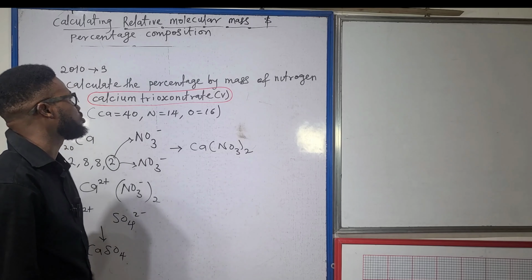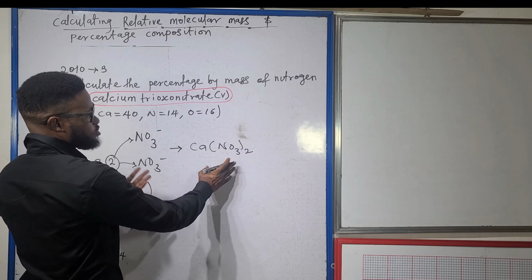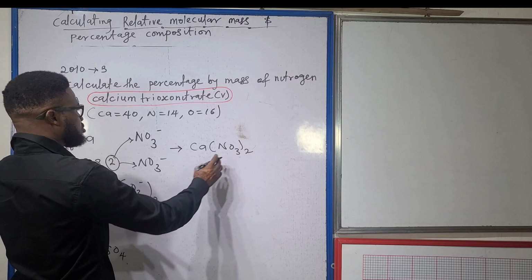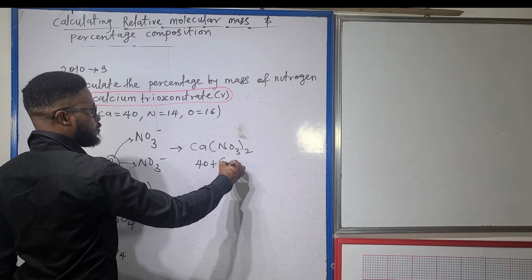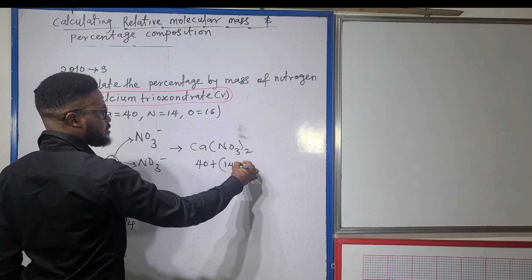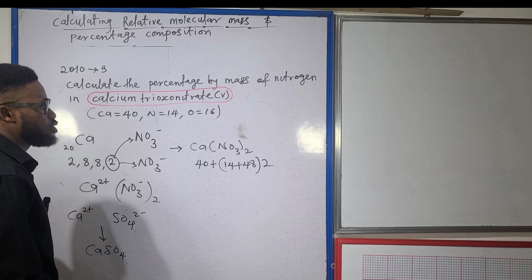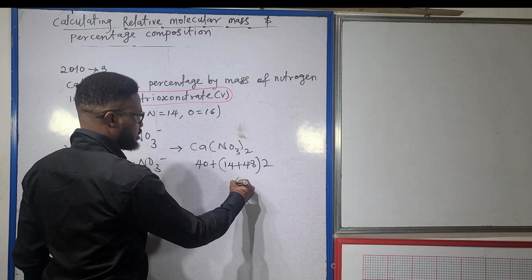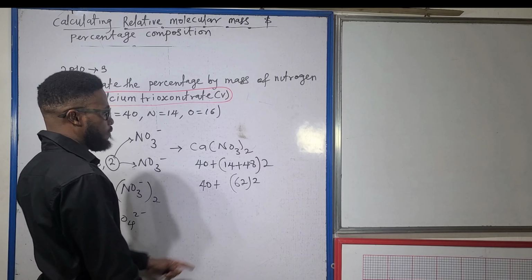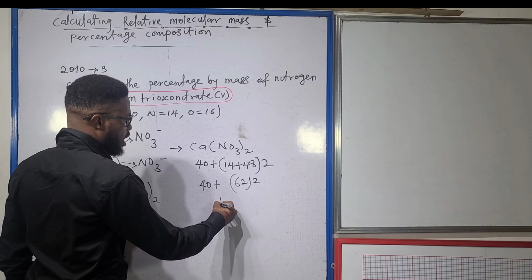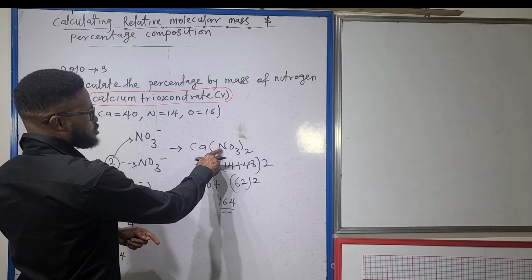So in this case, calcium trioxonitrate(V), I was told to look for the percentage by mass of nitrogen. First and foremost, I need to get the formula mass or the relative molecular mass of calcium trioxonitrate(V). Calcium here is 40, plus nitrogen here is 14. Oxygen here is 16. 16 times 3, that is 48. Everything here is multiplied by 2. 14 plus 48 gives you 62. 62 times 2 is 124, and then I have my 40 here. 124 plus 40 is 164.